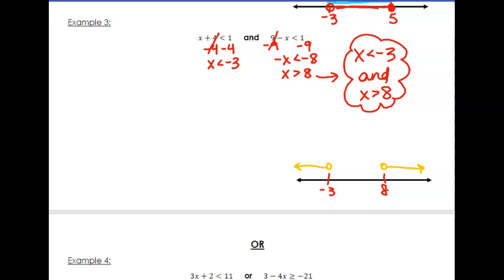Now, whenever I graphed these, I noticed that it's an and inequality. Even though it wasn't compound, it's still and there's no overlapping shaded area, which means that there is no solution that satisfies both of these conditions. There's no x value that's both less than -3 and greater than 8 because there's no overlapping area. So I would say that this is no solution.